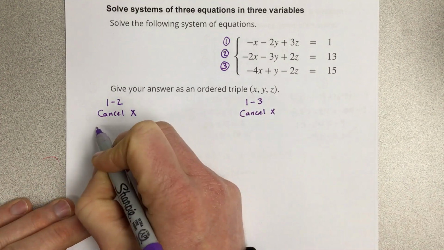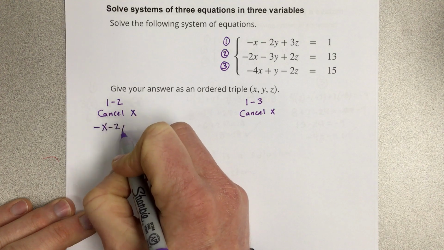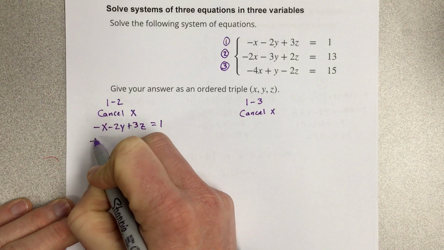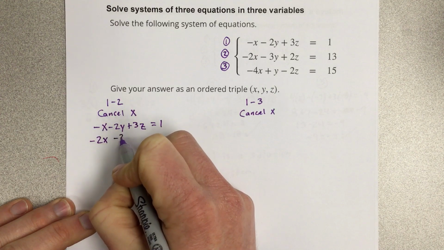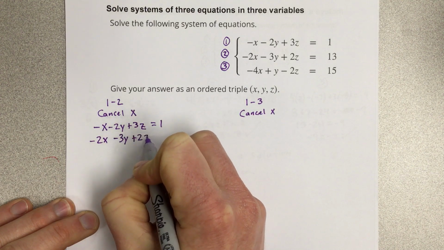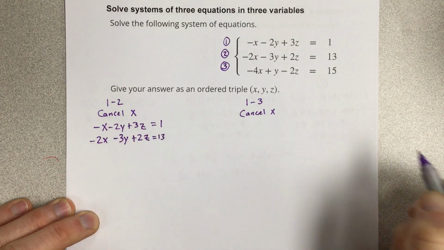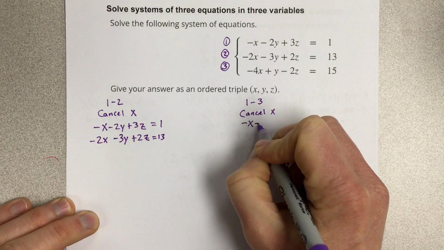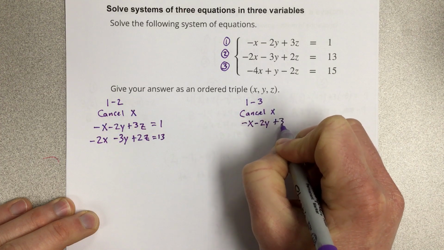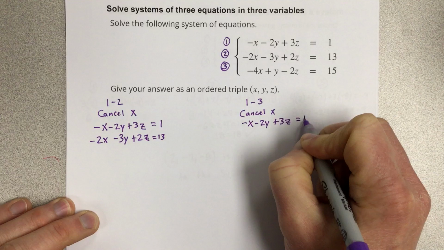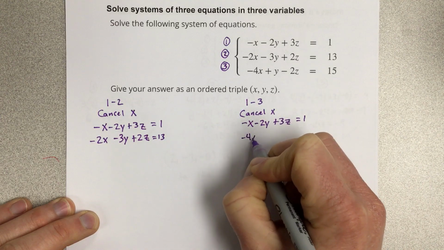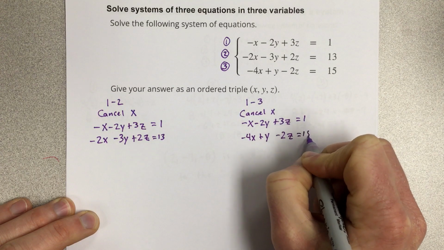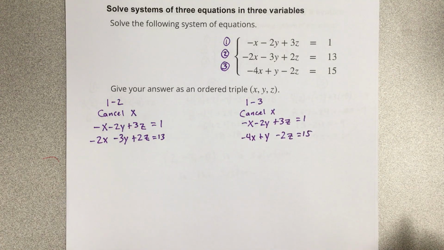So I'm going to write down the equations. Negative x minus 2y plus 3z equals 1. And negative 2x minus 3y plus 2z equals 13. And do the same thing here with the 1 and the 3. So write the two equations down. And once I've written those down, I'm going to start canceling the x.